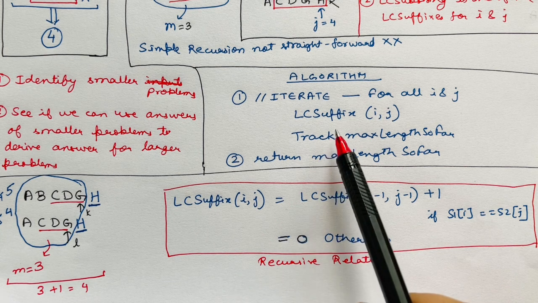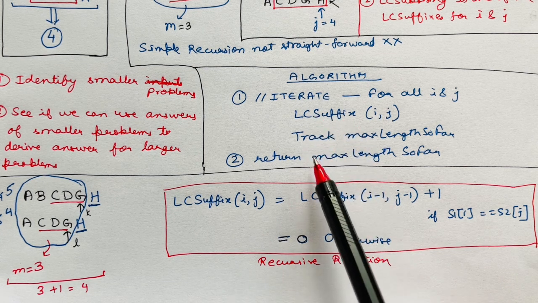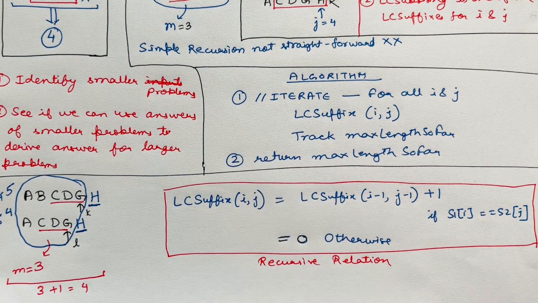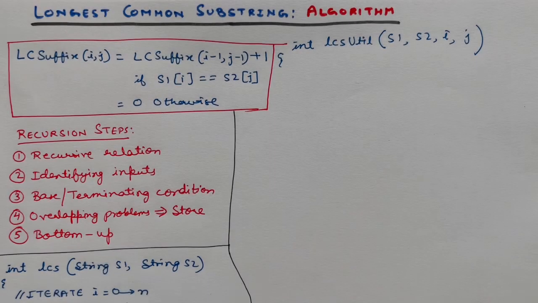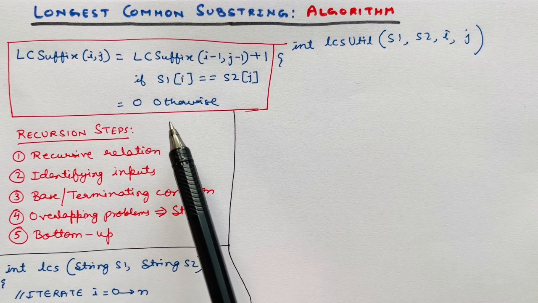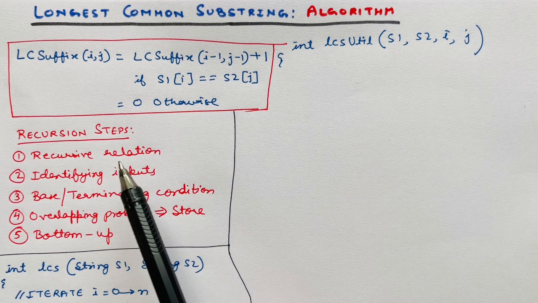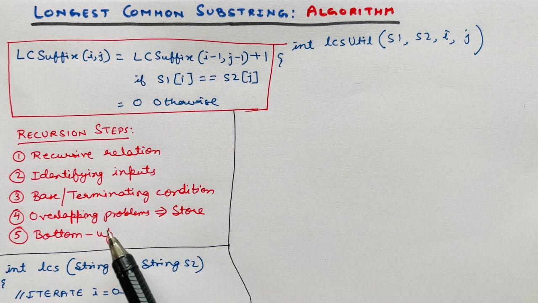And if we know how to calculate the longest common suffix, then we can very easily calculate the length of the longest common substring. So let us try to use this recursive relation to convert it into an algorithm so that we can compute the longest common suffix. So this is the recursive relation that we identified in the last slide. Now, as with any recursion problem, we will go through this step by step. We have already done the first two steps.